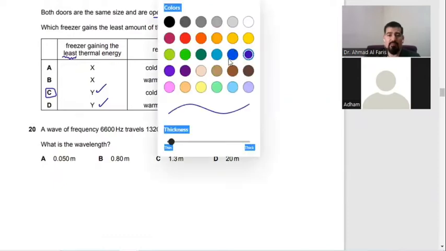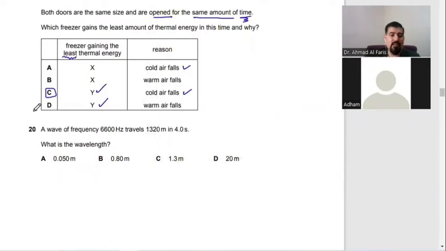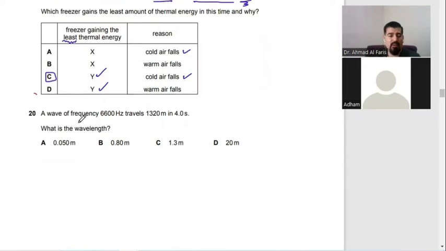Question number 20. This is about waves, the third block in the IGCSE Cambridge syllabus. A wave of frequency 6,600 hertz travels a distance of 1,320 meters in 4 seconds. What is the wavelength? Now we know that speed equals frequency multiplied by wavelength. We know this.